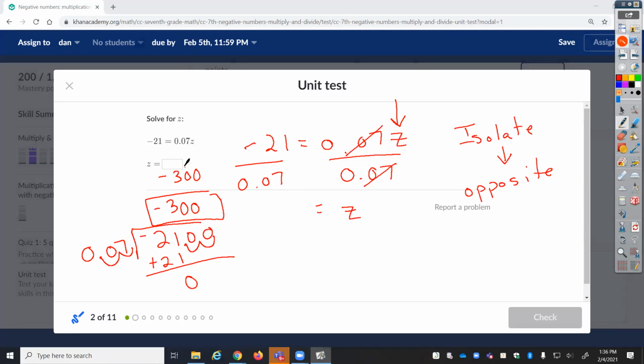It's just multiplication. Well, if you take the negative 300 and we multiply it by 0.07 and we work this out, we know 7 times 0 is just 0, 7 times 0 is just 0, 7 times 3 is negative 21, and the decimal goes to 2 decimal places, and that's what we have over here. So we just checked our work. Z is in fact negative 300 over here.